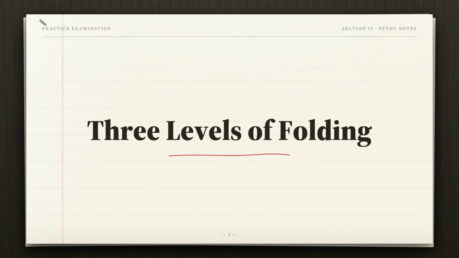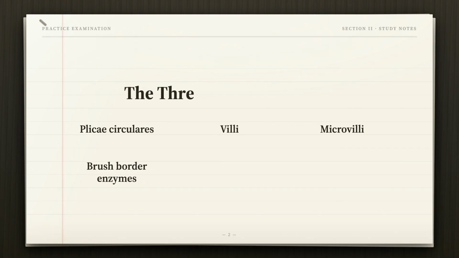Absorption depends on surface area, not length, and a plain 6-meter tube would never be enough to feed the body. The small intestine solves this by folding its lining at 3 different scales, stacked one on top of the other, packing a tennis court's worth of surface into a tube just 2.5 centimeters wide.